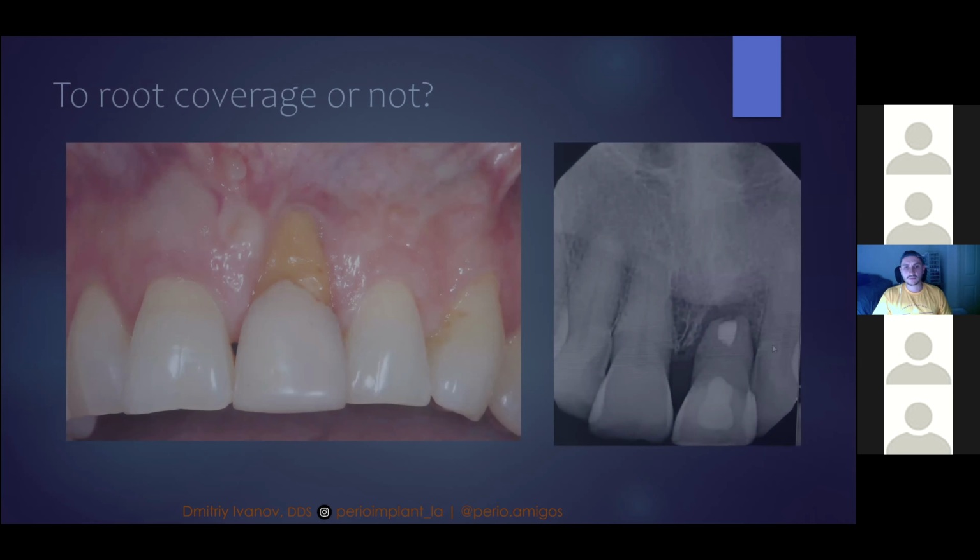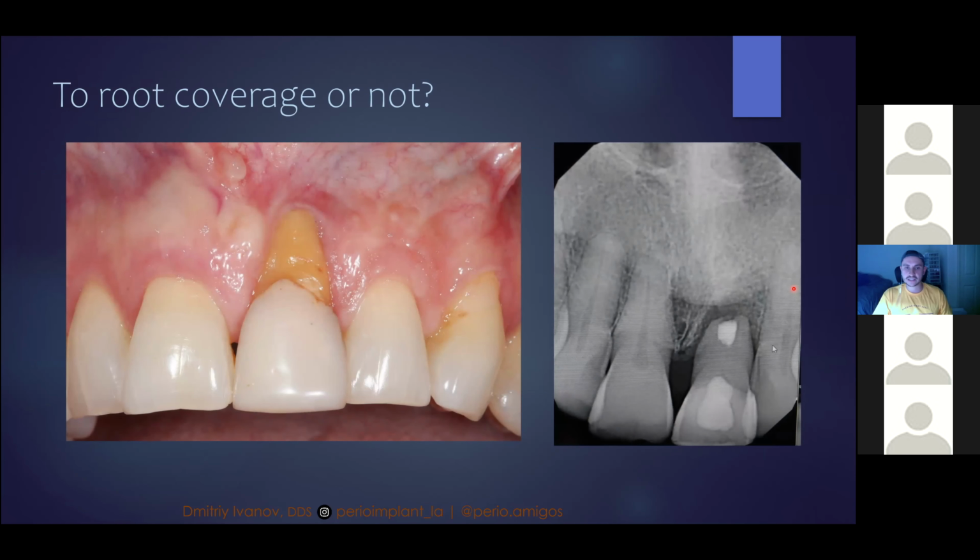So, and again, the moral of the story there was basically if you have a deficiency, nothing comes close to a better outcome than using some soft tissue grafting in these kinds of cases. So what about this one? Should we attempt the root coverage or not?